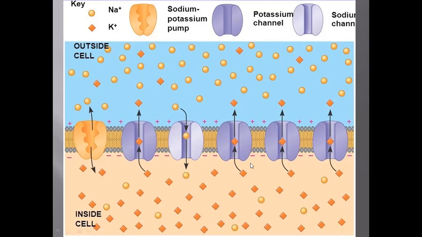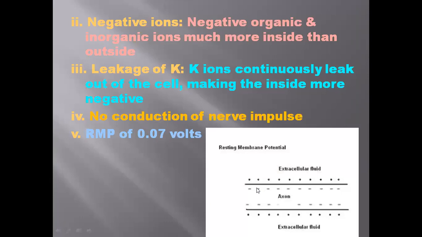Accumulation of negative ions inside. Negative ions are not moving out, as compared to outside. That is rendering the inner more negative. The negative organic ions are much more inside than outside. Leakage of potassium takes place continuously, making the inside more negative. No conduction of nerve impulse. The resting membrane potential is minus 0.07 volts.